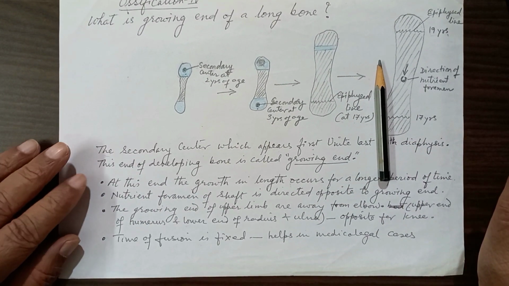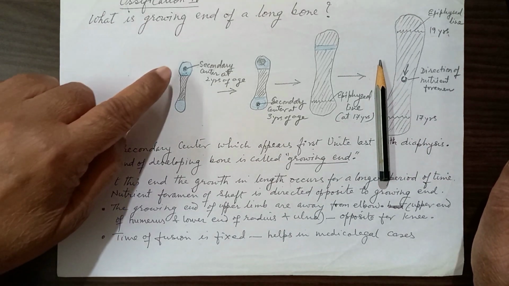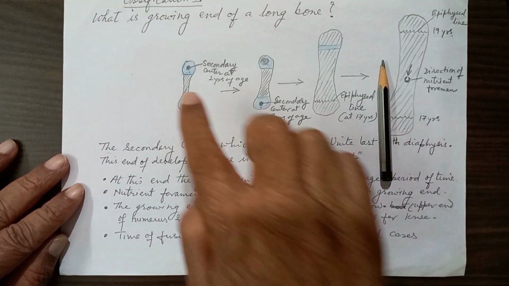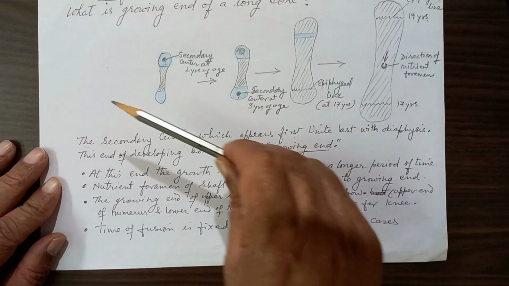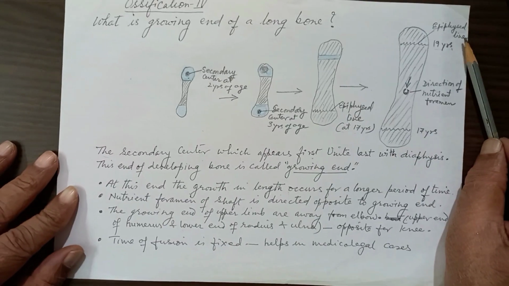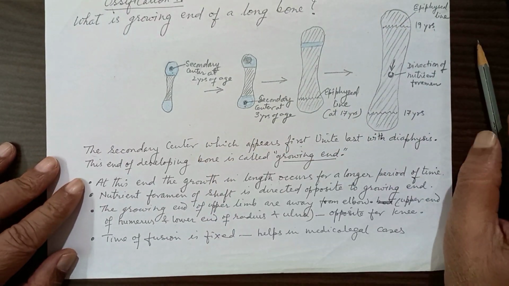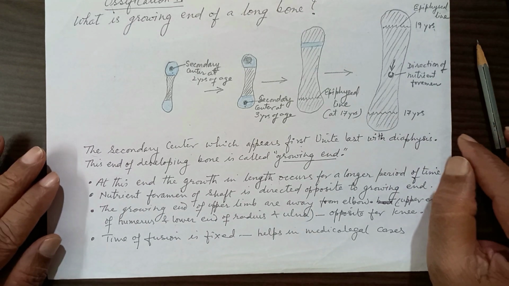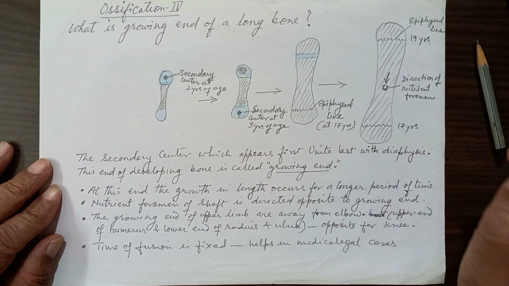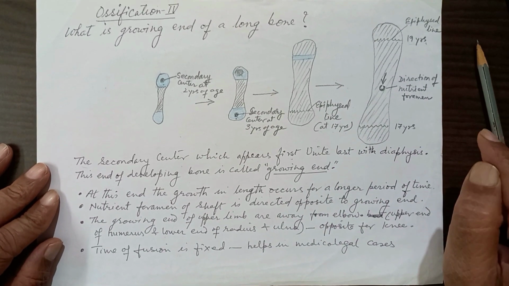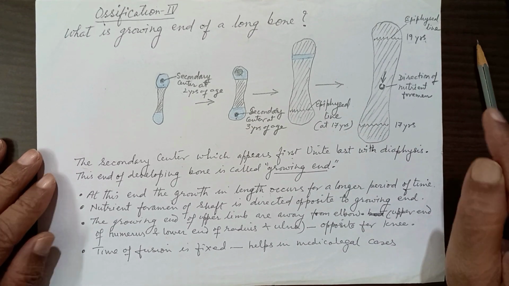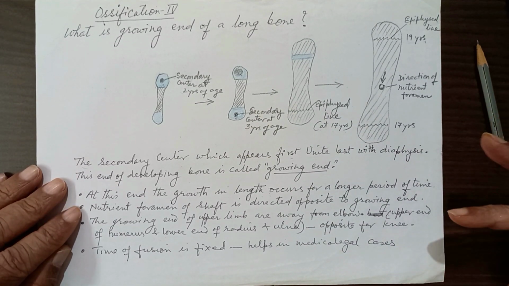It is not necessary that the growing end is always at the upper end as shown in this diagram. It may also be at the lower end of a long bone. Now, why is it necessary to know the growing end of each and every long bone? This has very many significances.